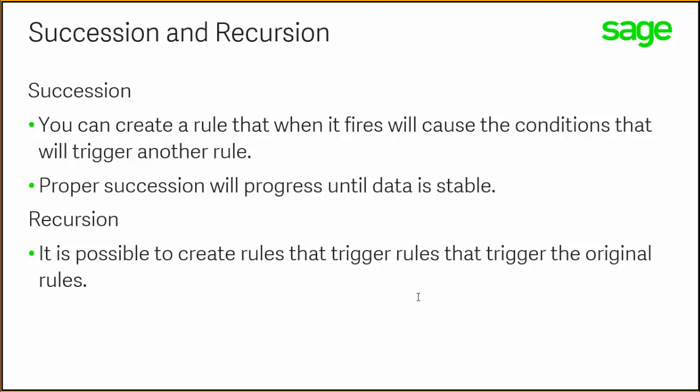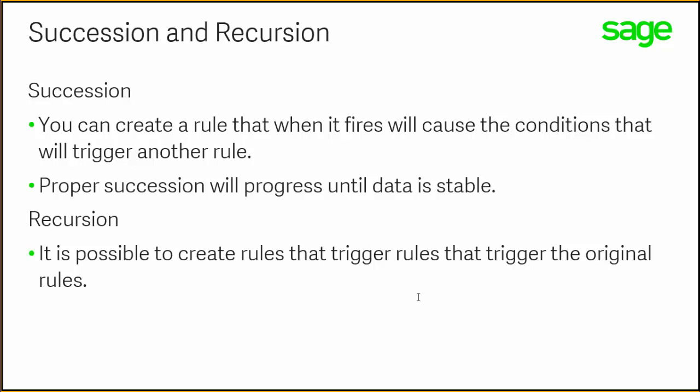Well, an adaptation of that idea is the adaptation of succession. Succession is when, if you fire a rule, it changes data that changes the conditions that match another rule, so another rule fires. So rule A fires, it creates the conditions that cause rule B to fire, that creates the conditions that rule C will fire. And you can have that idea of succession. And proper succession will progress until data is stable.